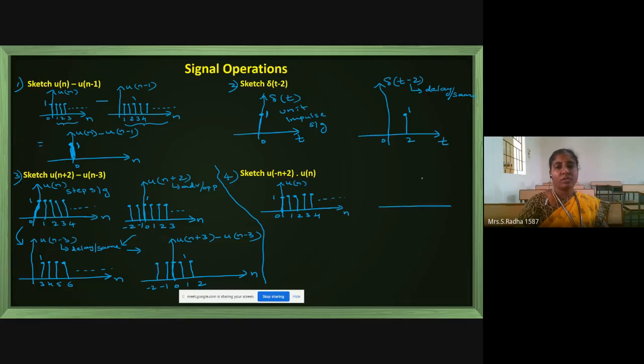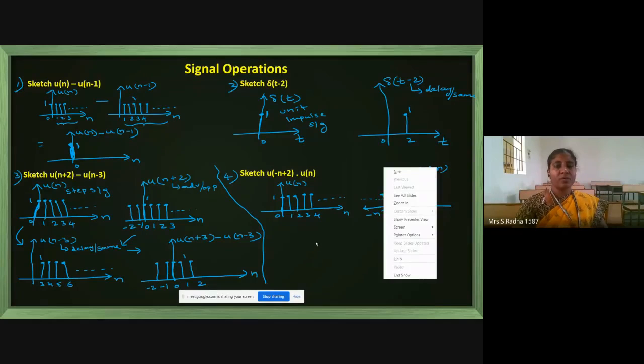And if you go with u of minus n, the present value at the origin will remain the same, and the signal extends up to minus infinity. This is minus n, this is the origin, minus 1, minus 2, minus 3, minus 4, and these are the heights. All the positive x-axis will be shifted to the negative x-axis. This is u of minus n.